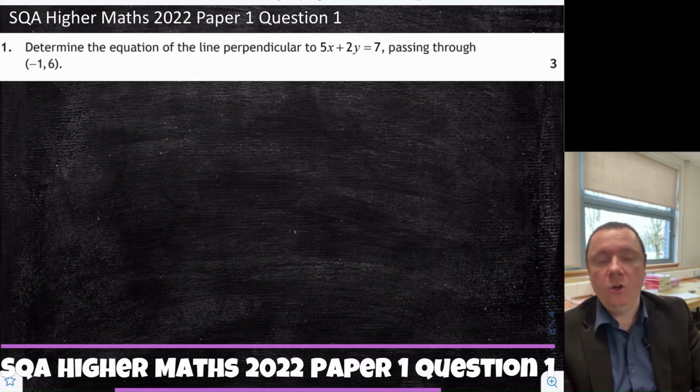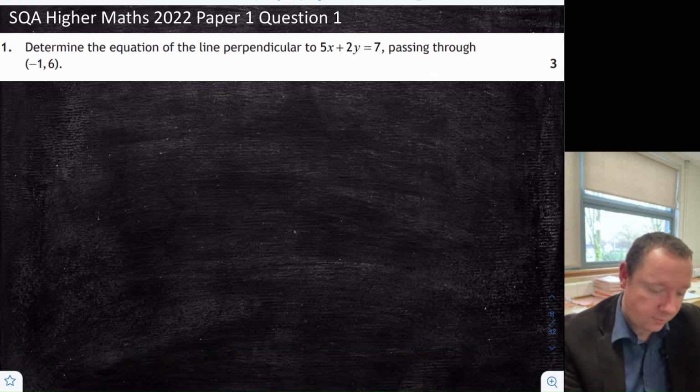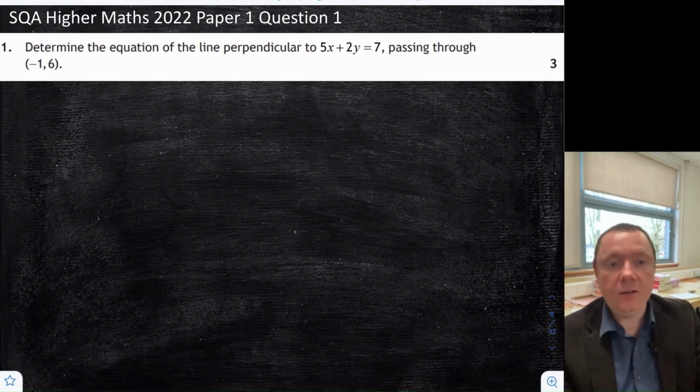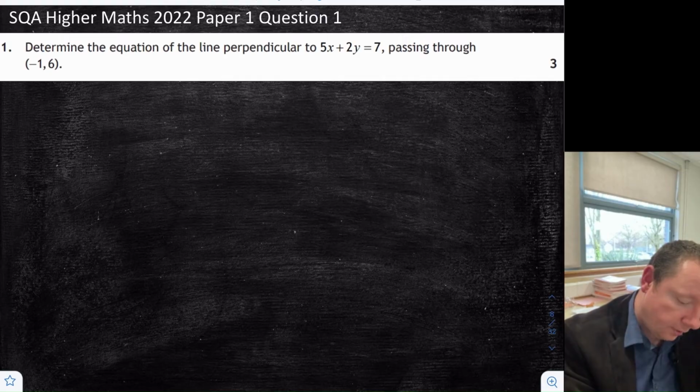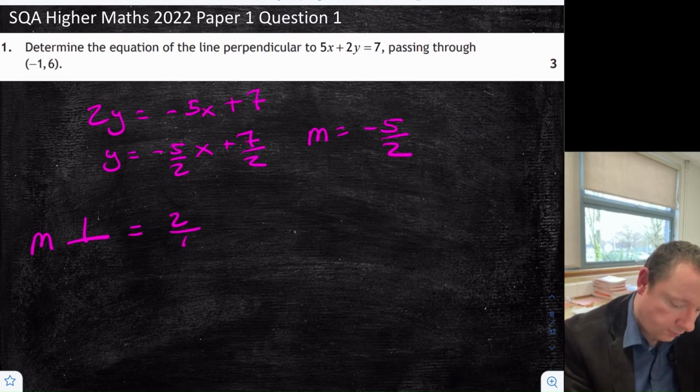So Higher Maths 2022, Paper 1, Question 1. Determine the equation of a line perpendicular to 5x plus 2y equals 7, passing through minus 1, 6. Perpendicular, which means the gradients multiply together to give minus 1. So for the gradient of this line, we've got 2y equals minus 5x plus 7. So y is minus 5 over 2 x plus 7 over 2. The gradient of this line is minus 5 over 2. So the gradient of our perpendicular line is equal to 2/5, since m1 times m2 equals minus 1.